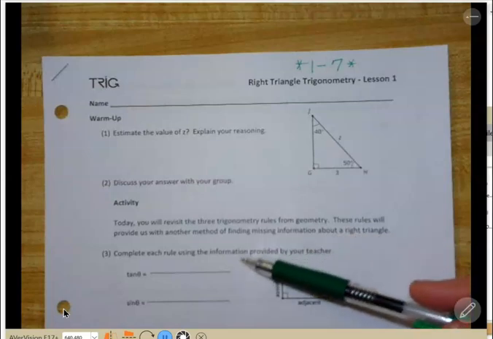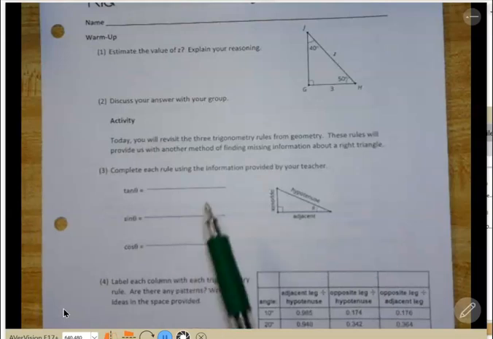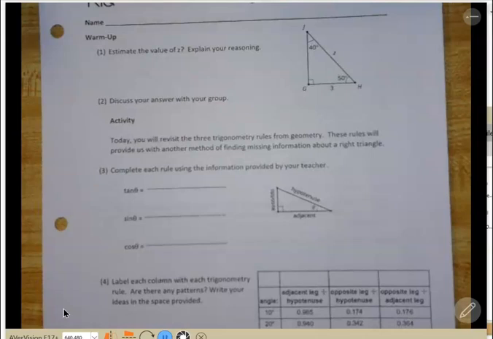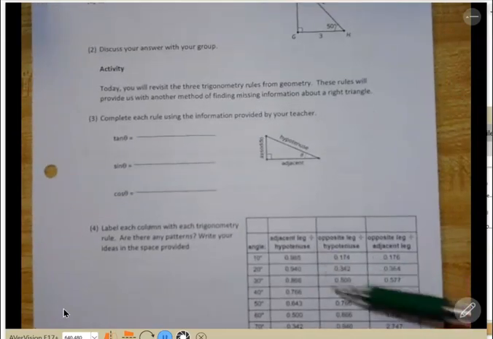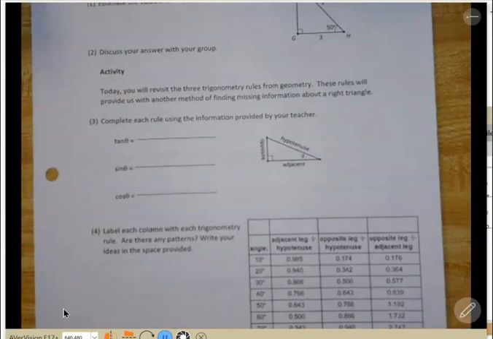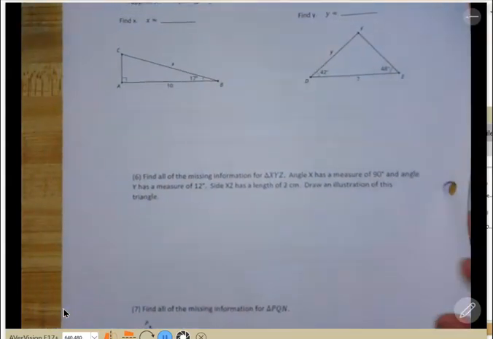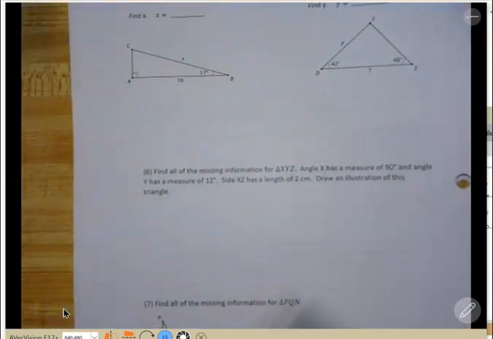And then we're going to talk about the 3 trig rules that we use for right triangle trig. So this hopefully will look very familiar from your work in geometry. We're also going to look at a table that is generated using those rules and try to answer that question in problem 4. Some of the problems that will follow are going to be applying the trig rules in all 4 problems here. And then that's where I want to have you stop.